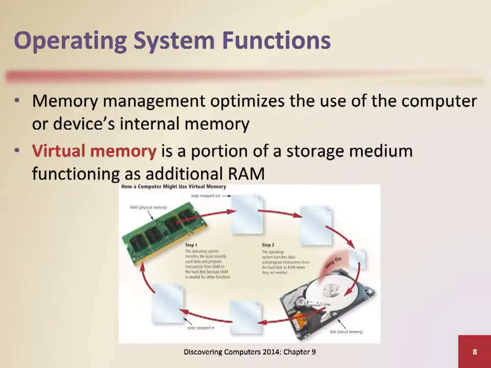The purpose of memory management is to optimize the use of a computer or device's internal memory, RAM. The operating system allocates, or assigns, data and instructions to an area of memory while they are being processed. Then, it carefully monitors the contents of memory. Finally, the operating system releases these items from being monitored in memory when the processor no longer requires them. With virtual memory, the operating system allocates a portion of a storage medium, such as the hard disk or a USB flash drive, to function as additional RAM.